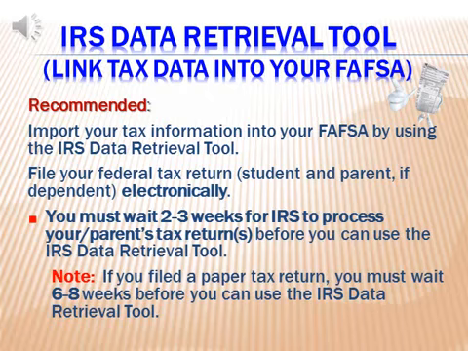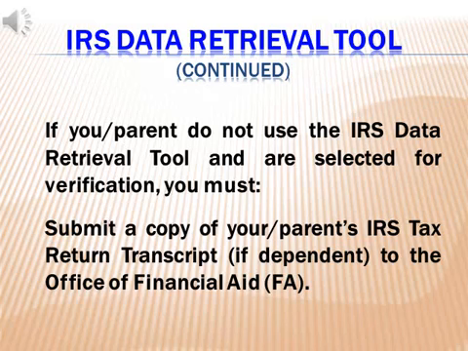File your federal tax return, student and parent, if dependent, electronically. You must wait 2 to 3 weeks for the IRS to process your and your parent's tax returns before you can use the IRS data retrieval tool. Note, if you filed a paper tax return, you must wait 6 to 8 weeks before you can use the IRS data retrieval tool. If you and your parent do not use the IRS data retrieval tool and are selected for verification, you must submit a copy of your and your parent's IRS tax return transcript to the Office of Financial Aid.